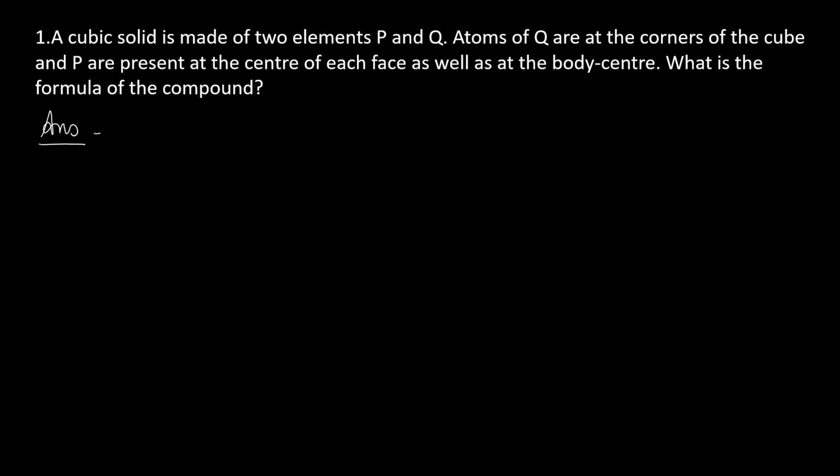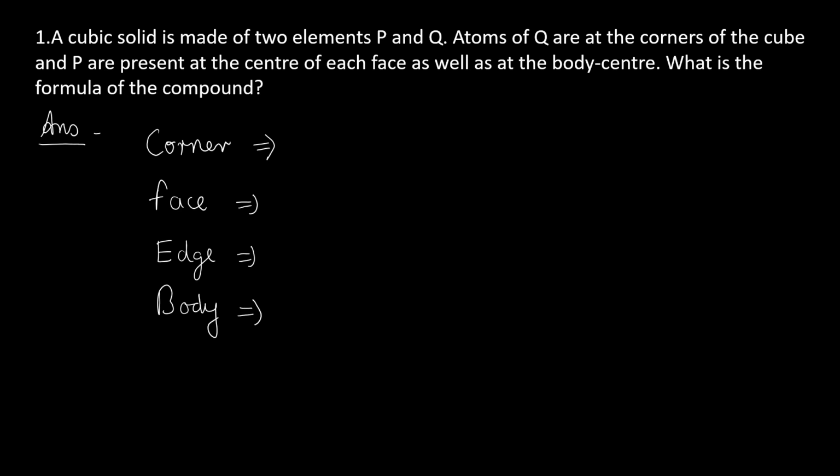In order to solve this type of question, first of all, we should know what is the contribution of an atom at various locations in a unit cell. Say, if an atom is present at the corner of a cube, then how much portion will be contributed if it is present at a face or edge or body. We must know how much portion of the atom will be contributed in a single unit cell.